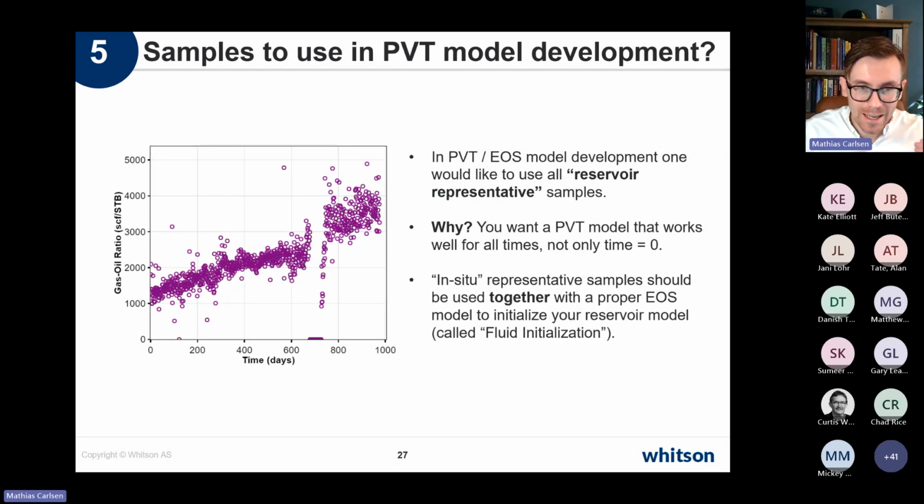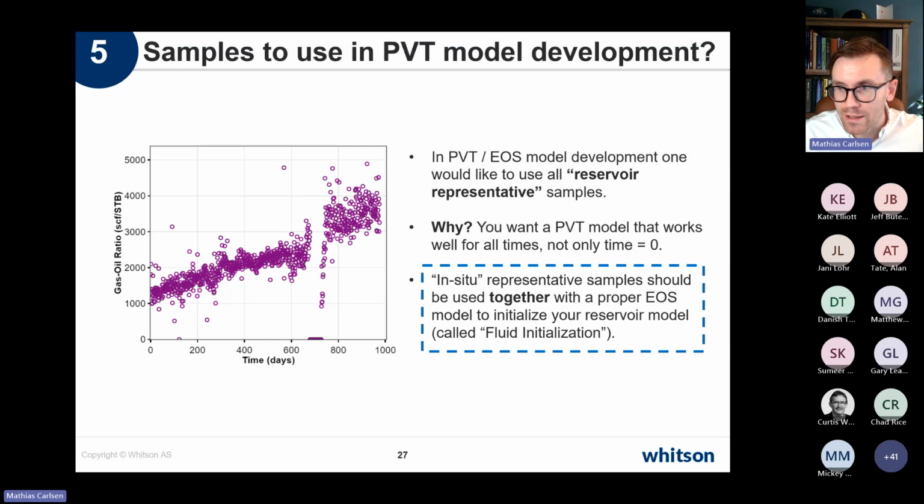So in practice, we try to use in situ representative samples together with the properly tuned equation of state to initialize the reservoir model. But this is done after the fact, after you've developed the model. And that's what we're going to do together here. We're going to look through the case studies.